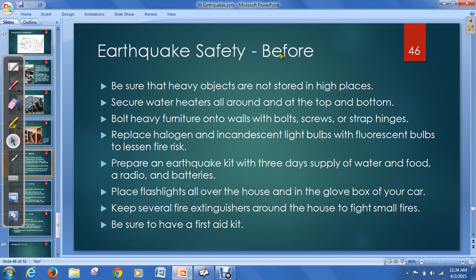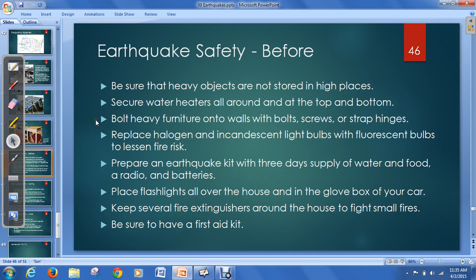Okay, so some of the things you can do before the earthquake are to be sure that heavy objects are not stored in high places. Hopefully that makes sense. You don't want anything to fall on you. Secure your water heater all around at the top and the bottom. You don't want your water heater to tip over, not only because it'll have tons of hot water that can burn and damage equipment and people, but it also has a pilot light in there, right? It has the gas line connected to it to actually heat the water. So if that gas line breaks, that could be very bad. That can cause a fire or some type of explosion.